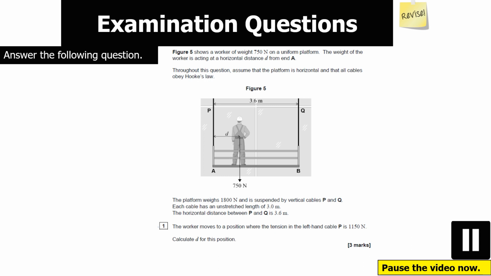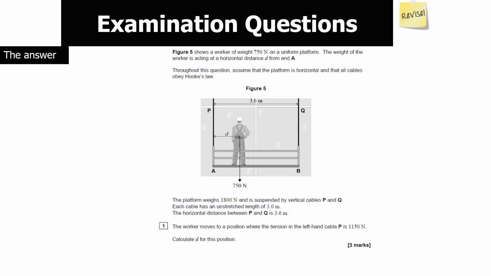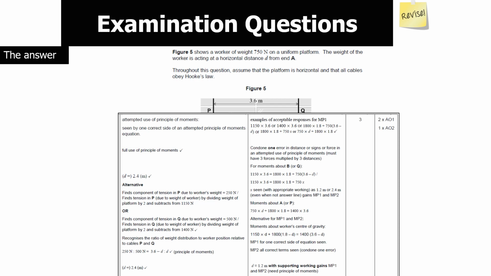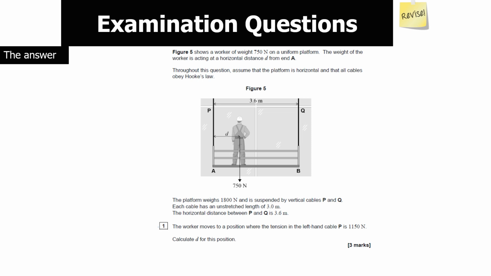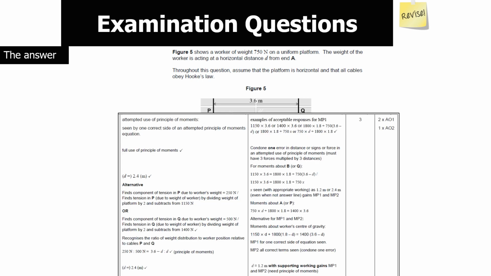So pause the video now, then unpause the video when you want to go through your answer. Right, so how do you answer this question? Well, you've got to look very carefully and go, we've got a weight, we've got a distance, and it's balanced. So we're going to be using the principle of moments. So what you can do is look at the clockwise moments acting on the object, and the anti-clockwise moments, and then equate the two with each other, and you can work it out as such.